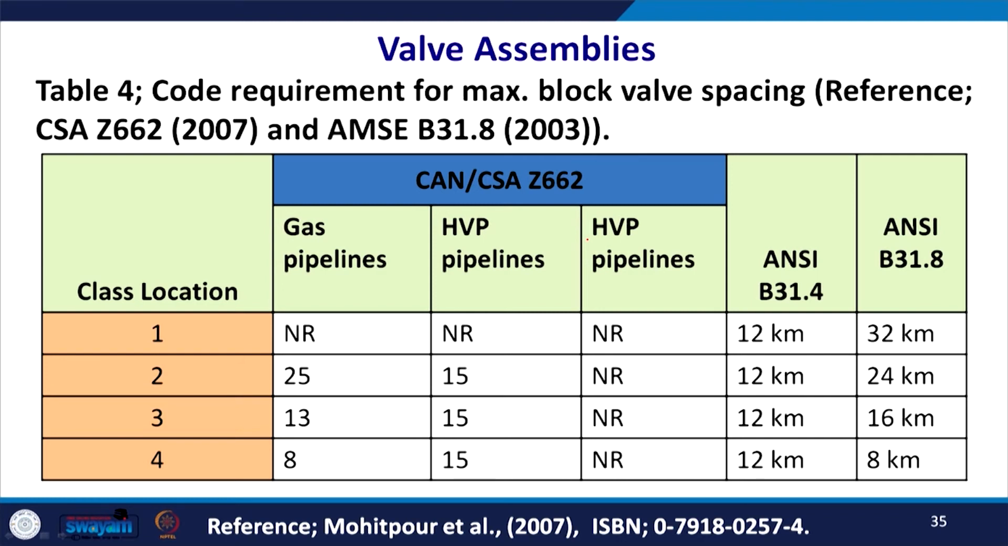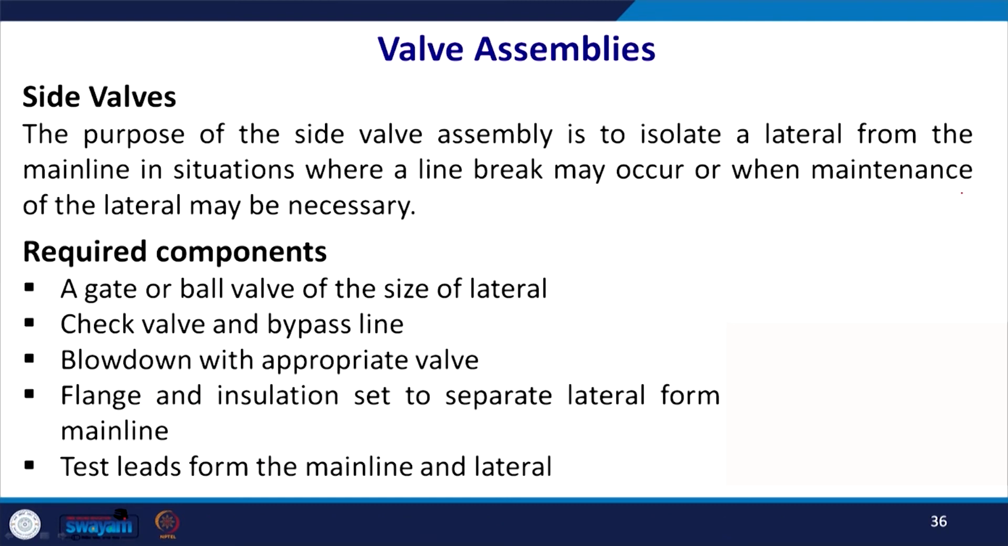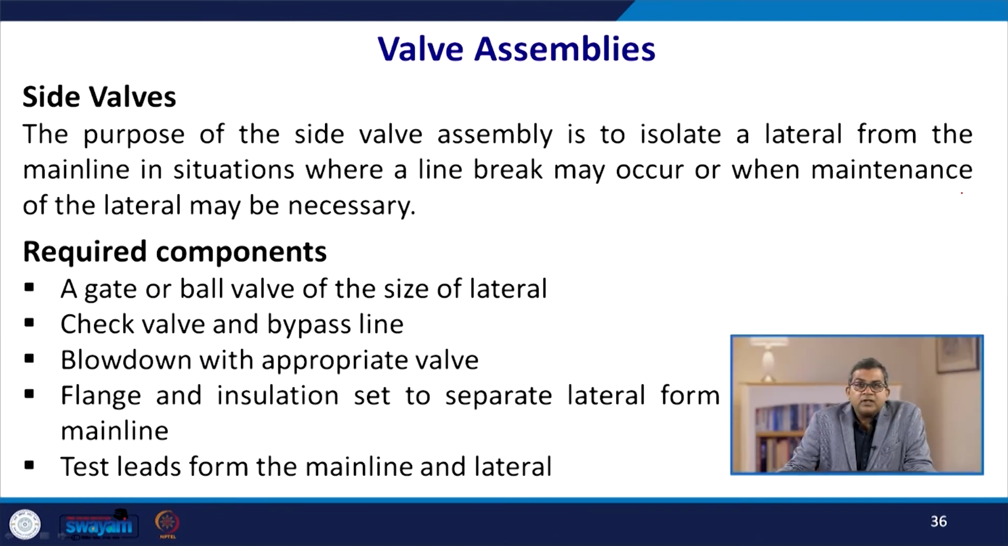Now, here you see different types of class locations enlisted, for the gas pipeline and HVP pipeline, with ANSI code B31.4 and ANSI B31.8. Different classes are enlisted with the different distances. Now, let us talk about the side valves. The purpose of a side valve assembly is to isolate a lateral from the main line in a situation where a line break may occur or when maintenance of a lateral may be necessary.